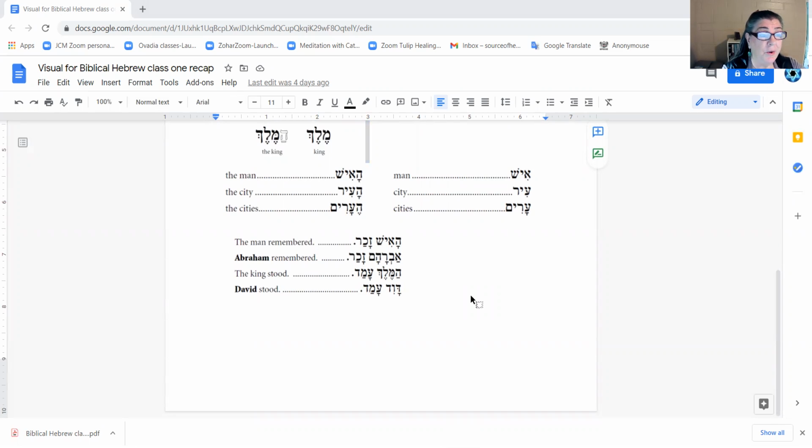In addition, when the definite article comes before a word that begins with one of the 5 guttural letters, the voweling may change slightly. For instance, ish, man, ha-ish, the man. Ir, city, ha'ir, the city. Arim, cities, ha-arim, the cities.